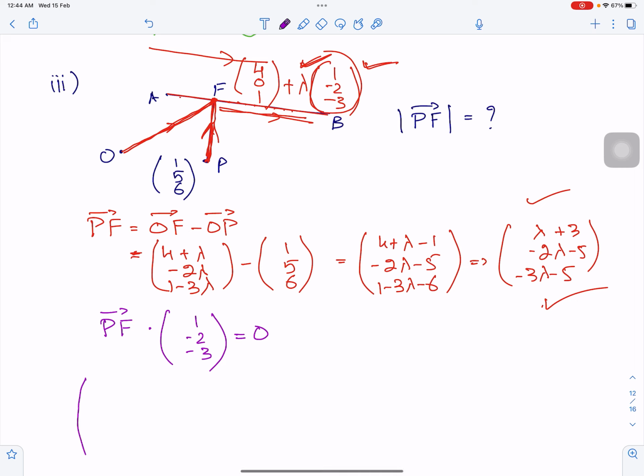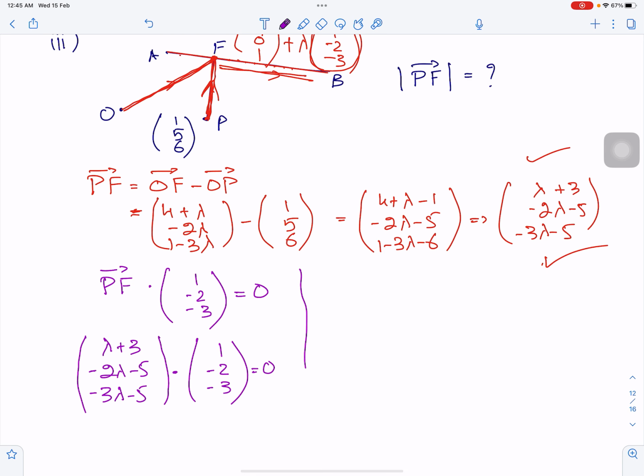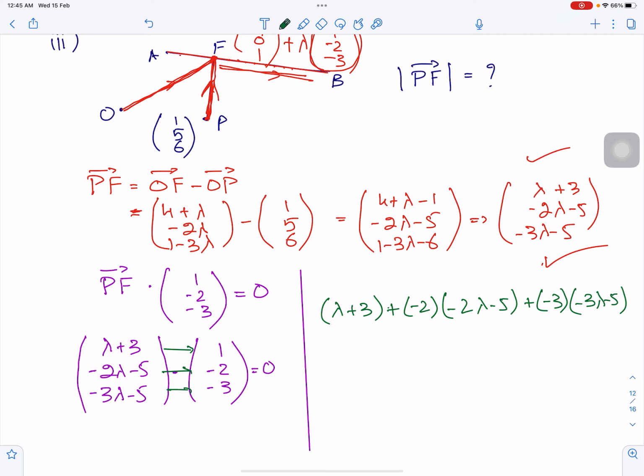So now I will write here vector PF, lambda plus 3, minus 2 lambda minus 5, minus 3 lambda minus 5, dot with 1 minus 2 minus 3. Now I'm going to make the equation. You know how to solve it? This into this plus this into this plus this into this. So I'm doing here lambda plus 3 times 1, minus 2 times minus 2 lambda minus 5, plus minus 3 times minus 3 lambda minus 5, equals 0.